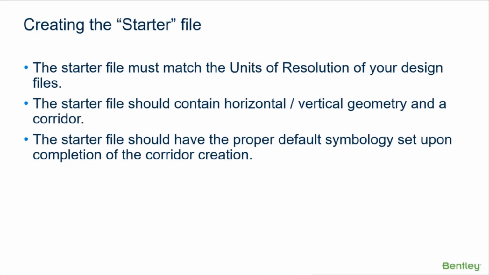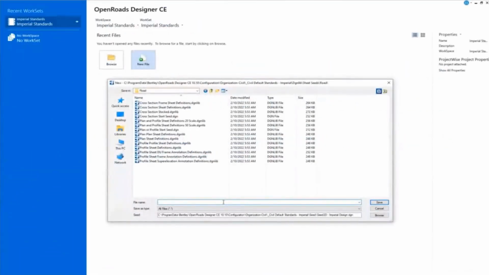The starter file, basically, you want to make sure that you're matching up your units of resolution with what you're going to be doing for your design, what you're going to be doing for your drawing and your sheet models. The other thing that we want to do in the starter file is, of course, we're going to have our geometry, we're going to have a corridor, but we also need to set up the proper symbology. That way you're not having to think about the symbology every time you're placing a named boundary or creating your actual sheet seeds. So this first one, we're going to take a look at creating the starter file. Again, this might be review for some of you, but I promise you we'll be getting into some topics that you probably haven't seen before. So just hang in there.